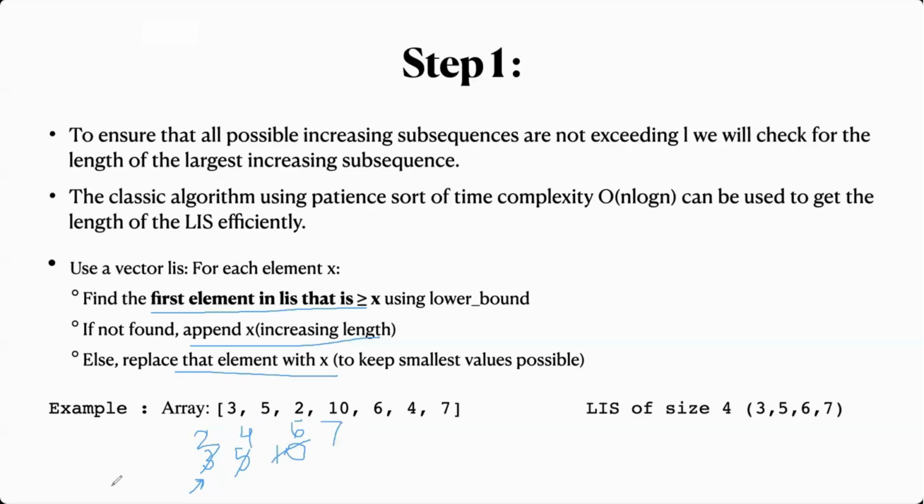So the length of this LIS vector at the end will give us the length of the largest increasing subsequence, and that is 4. Note, as I told before, this LIS vector is not giving me the actual increasing subsequence, but just the length of this increasing subsequence. The actual LIS would be 3, 5, 6, and 7, which is also of length 4. So the vector is just used to find the length of the LIS subsequence, not the actual subsequence. Now moving on.